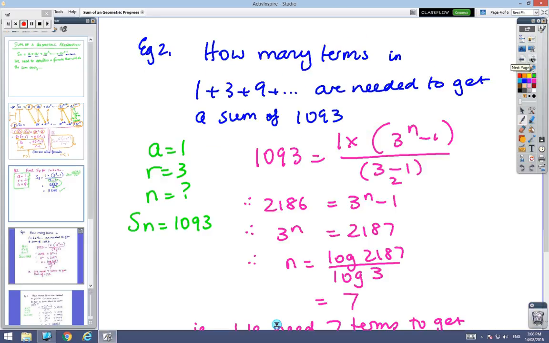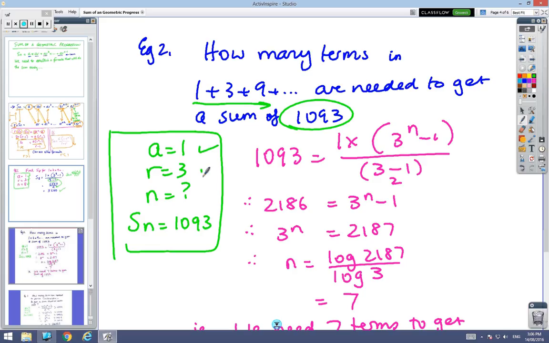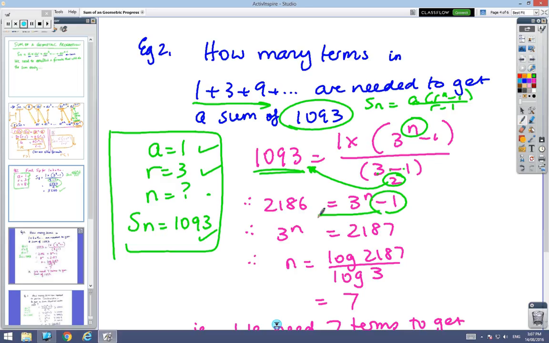In example 2, how many terms do we need in the same pattern, but this time we're given the sum? So in the legend, we've got a, we've got r, we don't know what n is, but I know what the sum of the terms is. Okay? So we put the 1,093 out the front where the Sn equals. Again, Sn equals a(r^n minus 1) over r minus 1. So put the sum out the front. A is 1, r is 3, we don't know what n is, so we just have to leave it, and r minus 1, which is 2. So the first thing I do is I cross multiply the 2 off the bottom to get rid of the fraction, and the next step is add 1 to both sides.